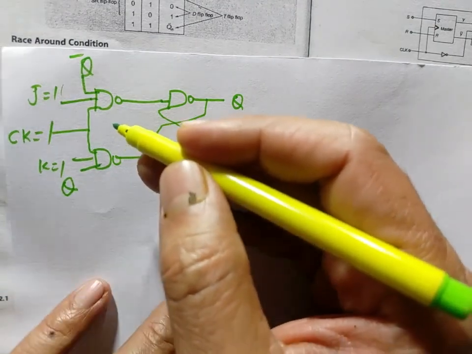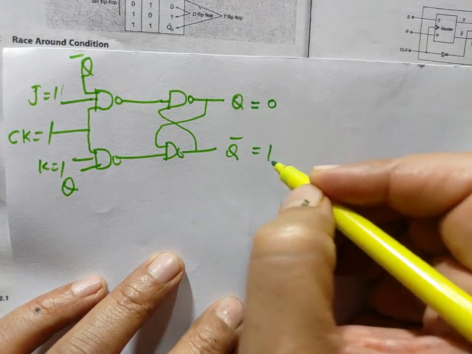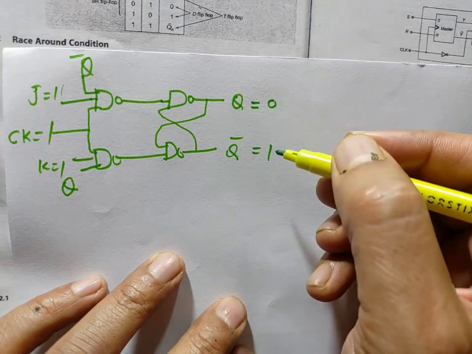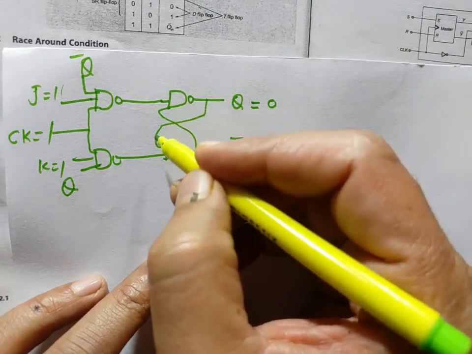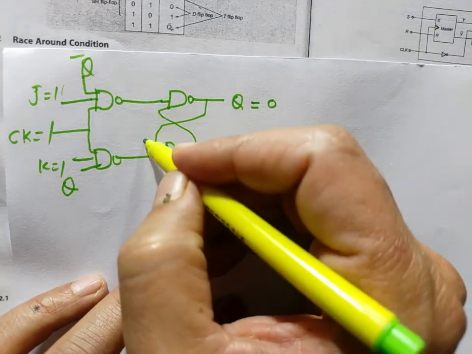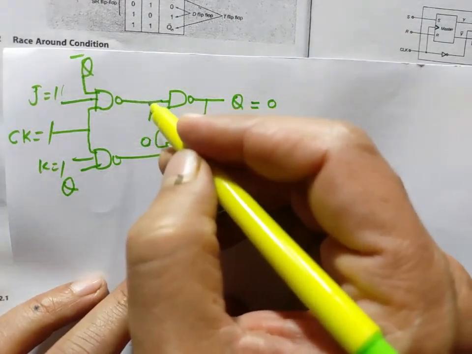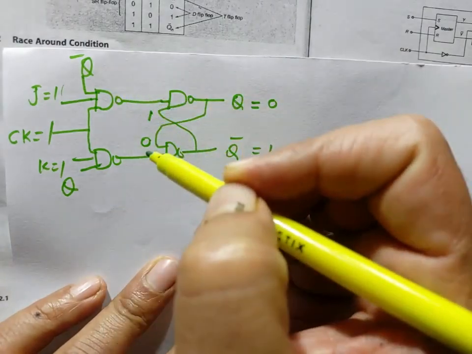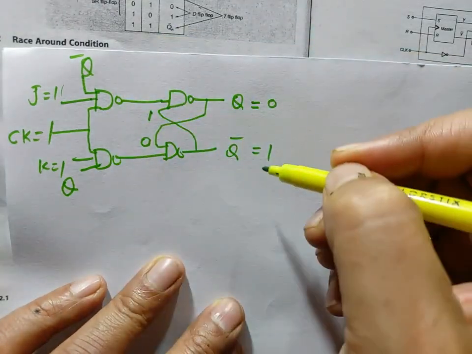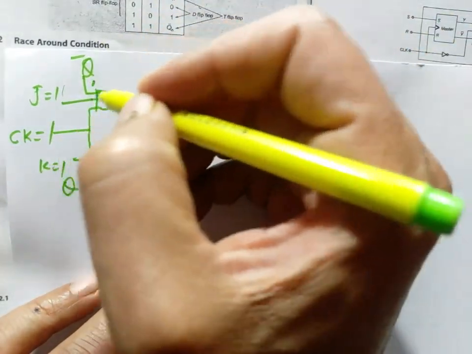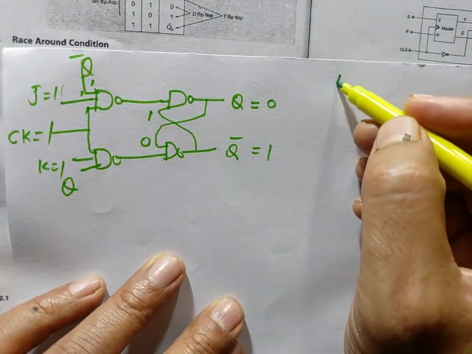Now let us find the outputs. Suppose we start with this condition. Let us say Q and Q bar are 0 and 1 at the moment. At this moment this 0 is fed back here, making this line 0, and this 1 is being fed back here. Then what is at this line? Since this is 1, this is 1, and Q bar is 1, this is 1, the clock pulse is 1, all ones in a NAND gate.